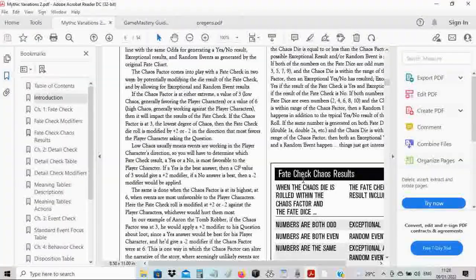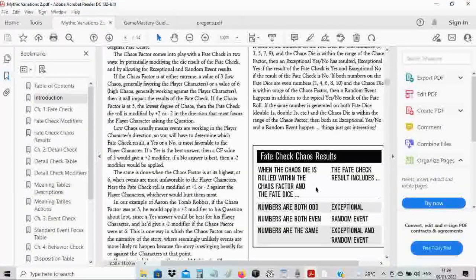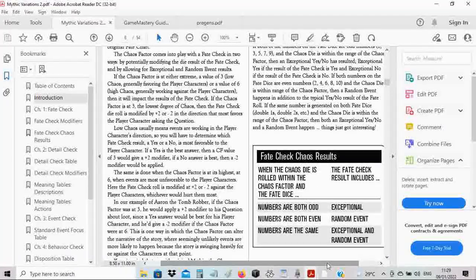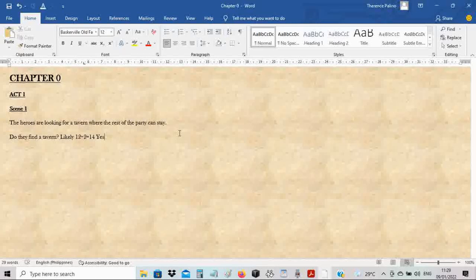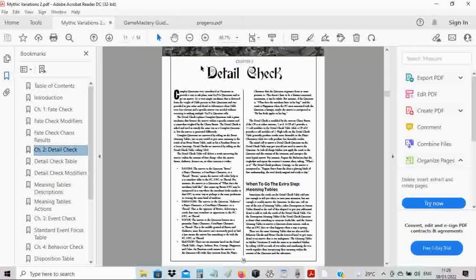It's an even number. So it means there's nothing new. It's not anything special. That's good. Okay. So they do find a tavern. What is the tavern like? Now we can use the detail check. This is where it comes in, so we can tell what it's like.